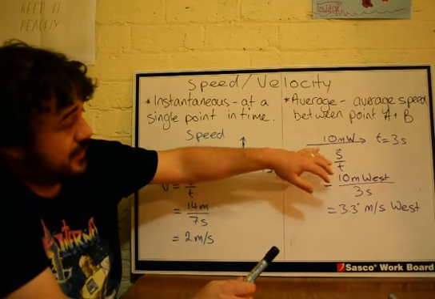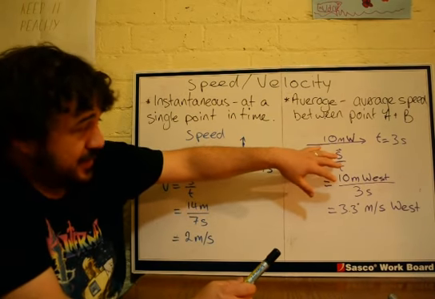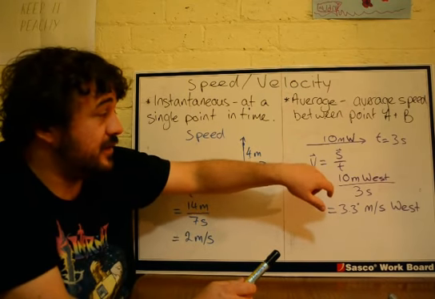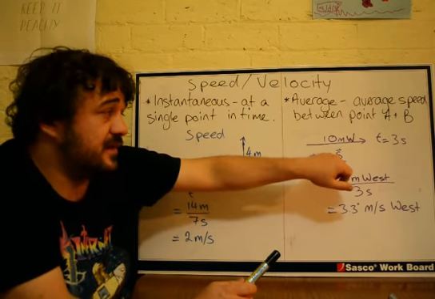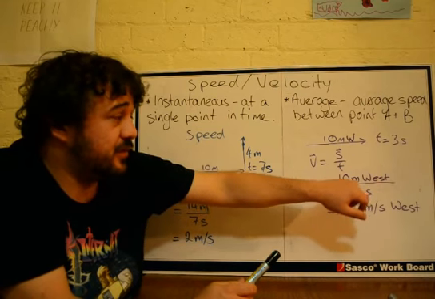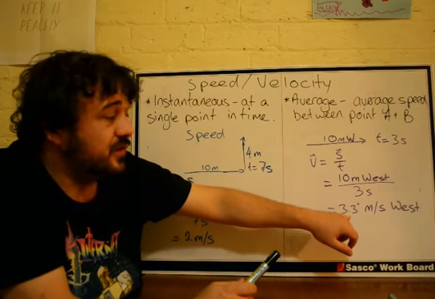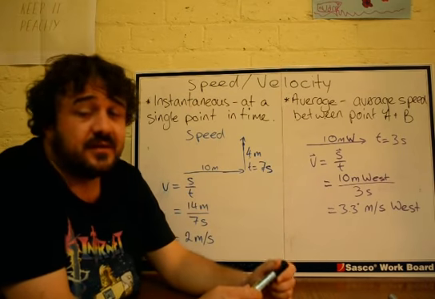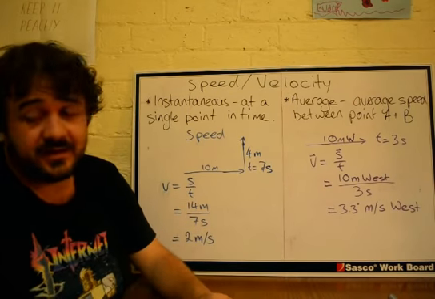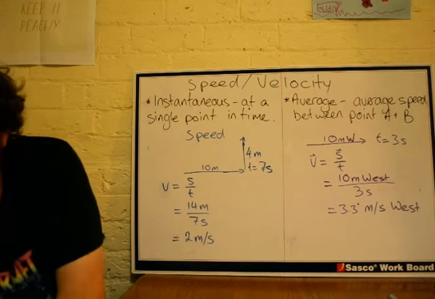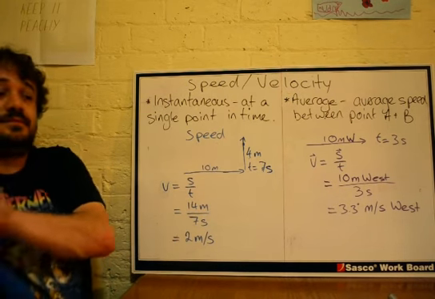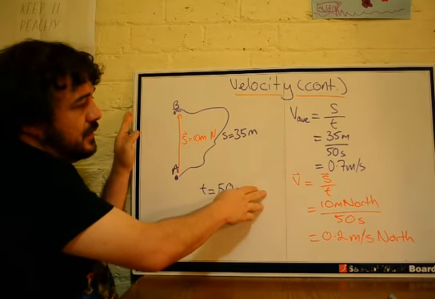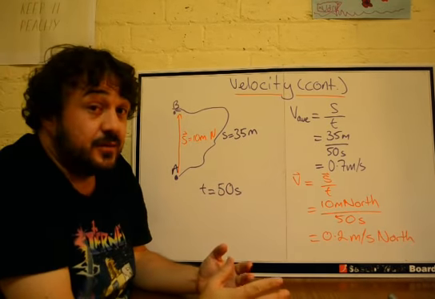Now this one's a bit simpler: 10 meters west, and they've done it in 3 seconds. So the velocity is the displacement over time, which is 10 meters west divided by 3 seconds, which gives us 3.3 repeating meters per second west. So that's how those calculations are done really simply. And then we'll include this one to go through velocity just a little bit more.